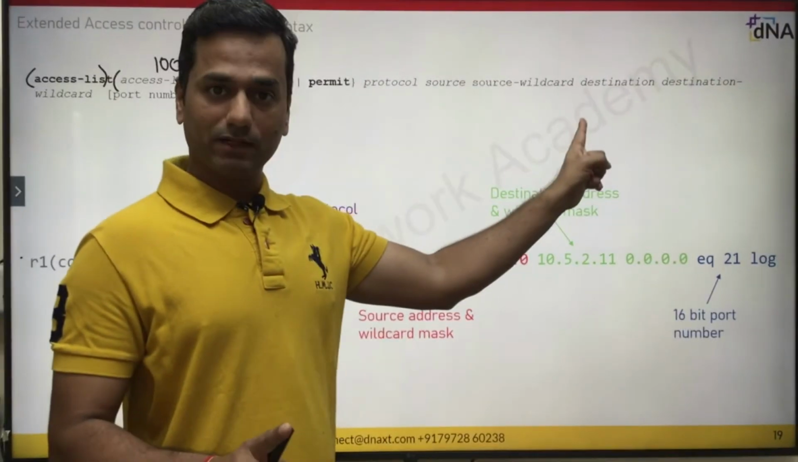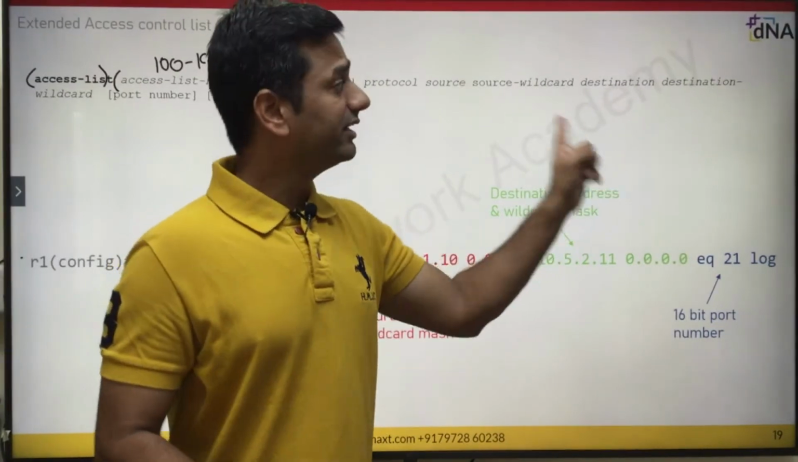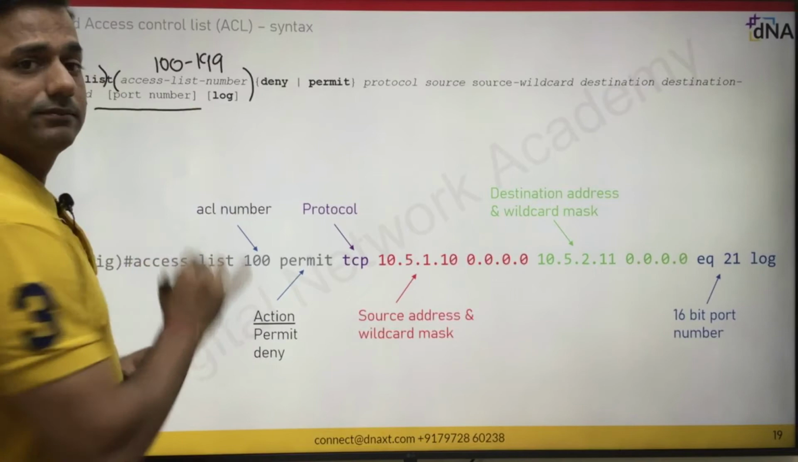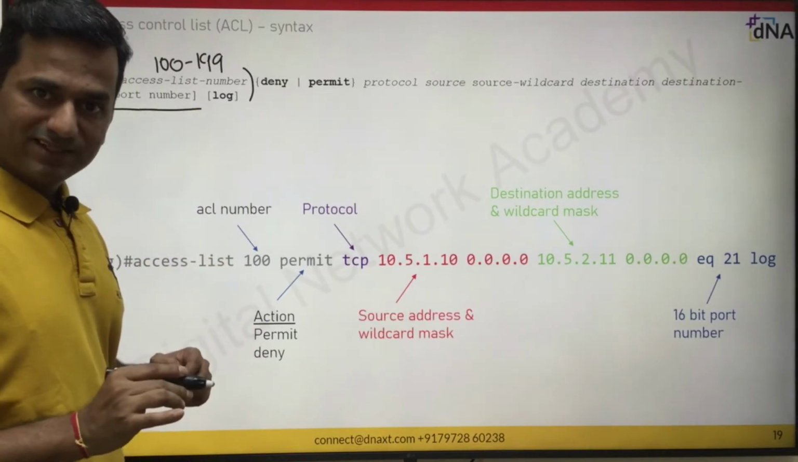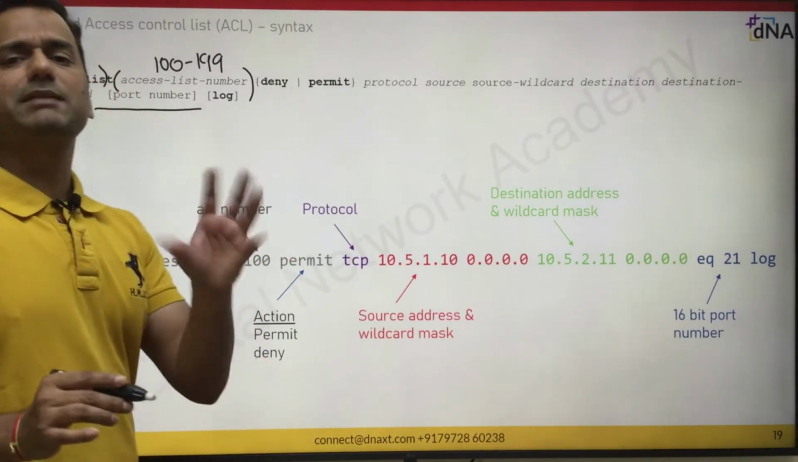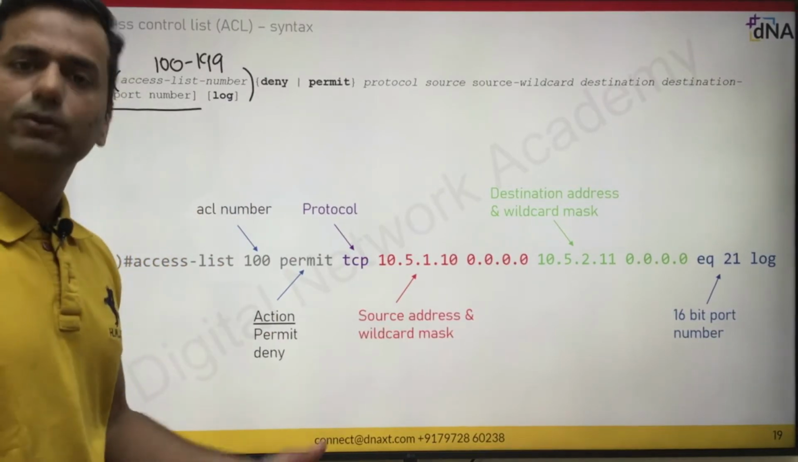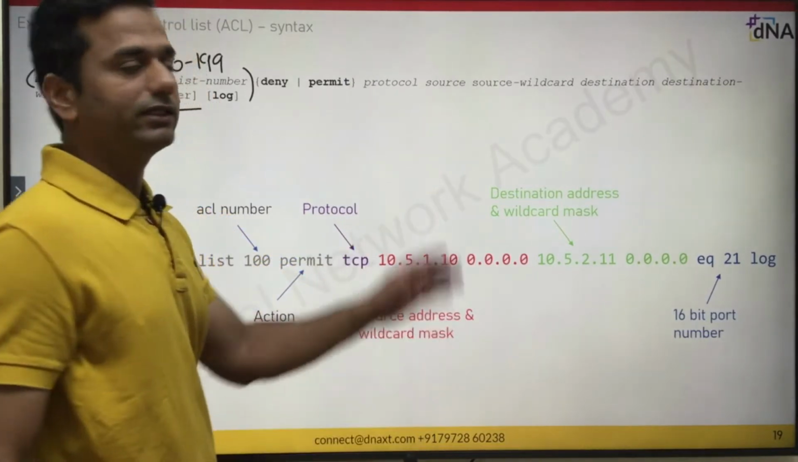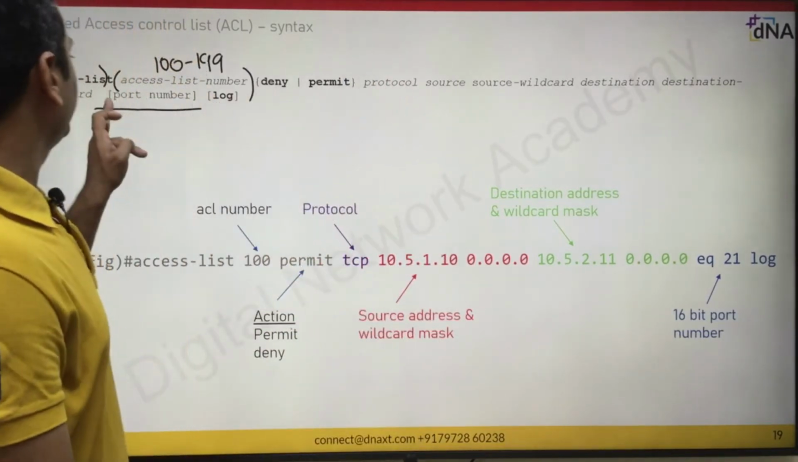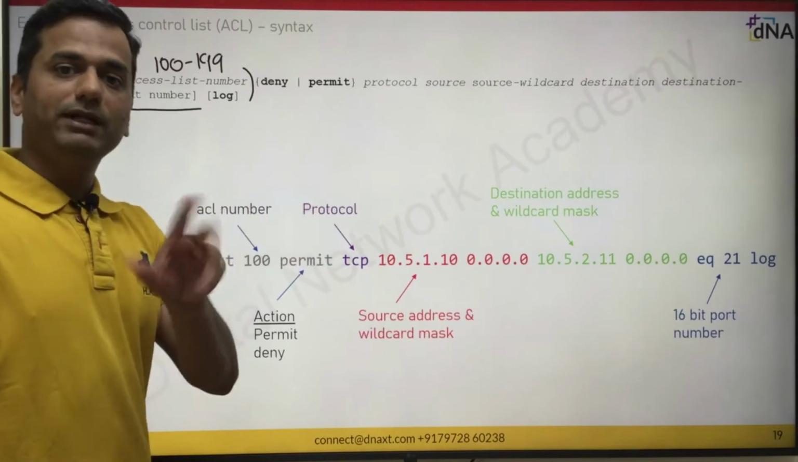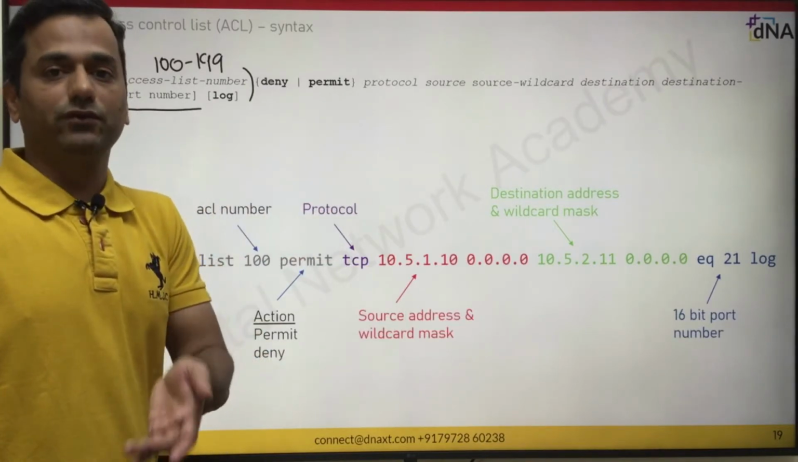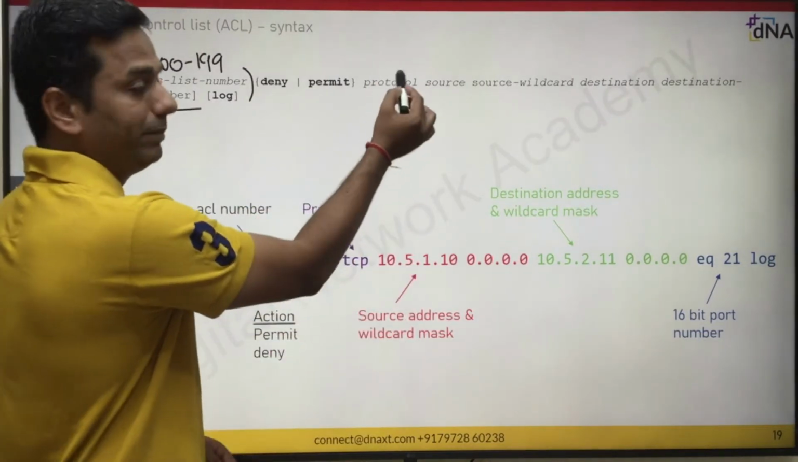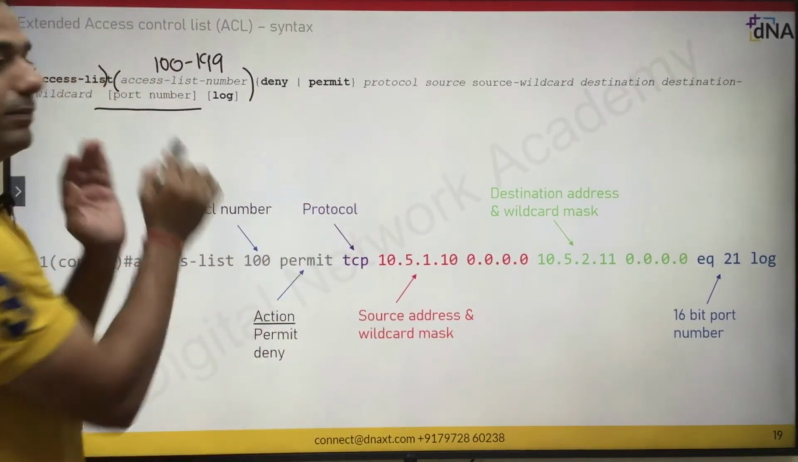Then source wildcard mask, destination address, destination wildcard mask, and the last is a port number. Clear? Port number means the 16-bit port number, 1 to 65535, TCP or UDP, depending on the protocol you are defining here. If you are defining UDP as a protocol, you have to mention the UDP ports. Example, DNS 53. If your DNS is configured as a UDP protocol, port number 53, you have to mention protocol UDP over here and port number 53 over here.